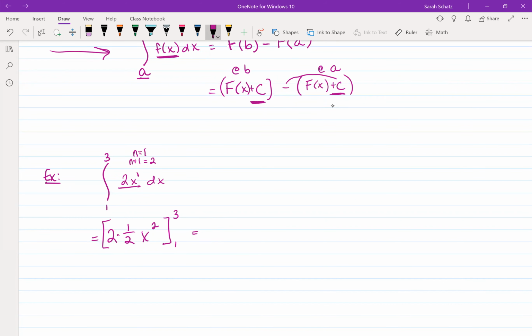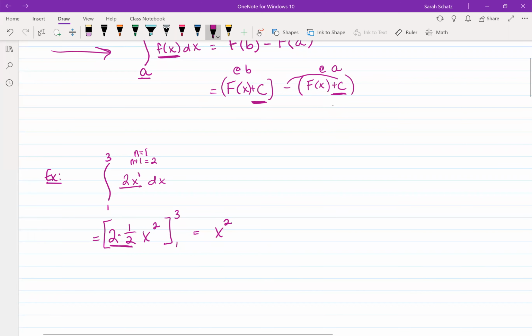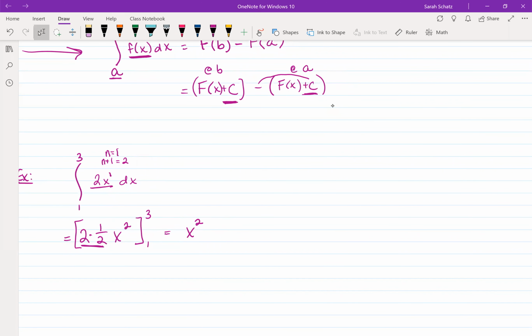So let me simplify this first of all. I have the 2 times the 1/2. That's just 1, right? This is really just x squared. In your book, the way they notate that going from 1 to 3 is they just put a straight line like this and put the bounds here. So you might see it that way.